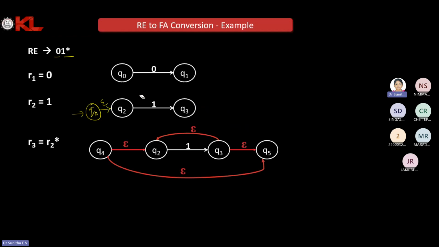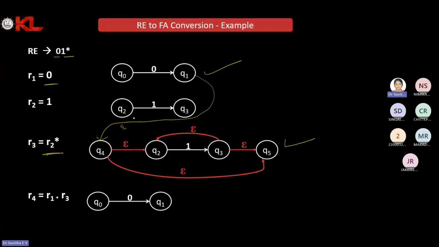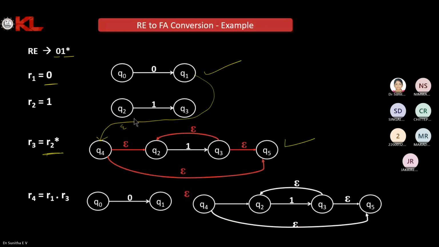I have drawn it here already, so I am removing this. Okay, so 1 star is marked. Now we have to do the concatenation of 0 with the 1 star. That is, this machine has to be concatenated with this machine. So the final state of this one has to be connected to the initial state of this using epsilon. So I will draw it like this. This is for 0 and this is for 1 star. Okay, and they are connected using an epsilon transition.